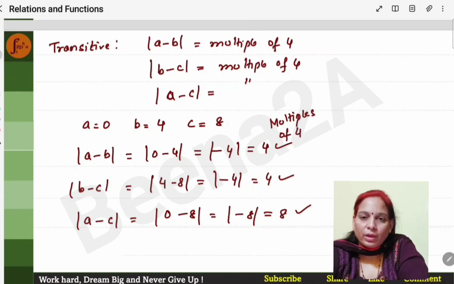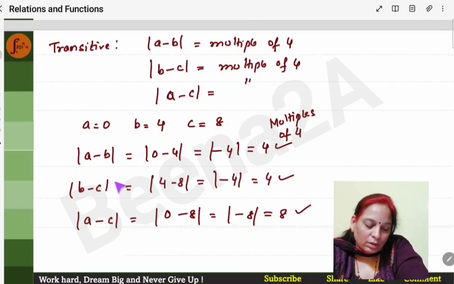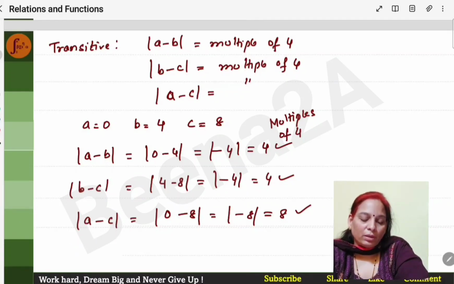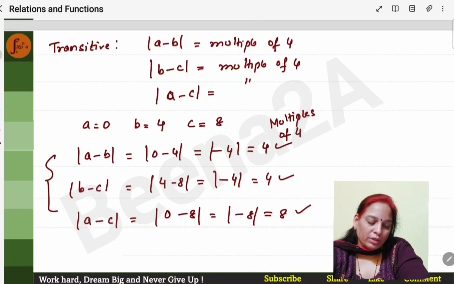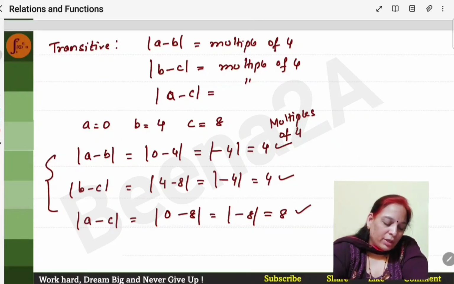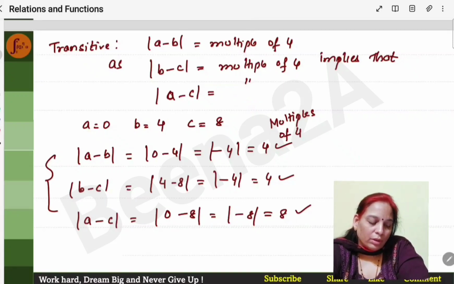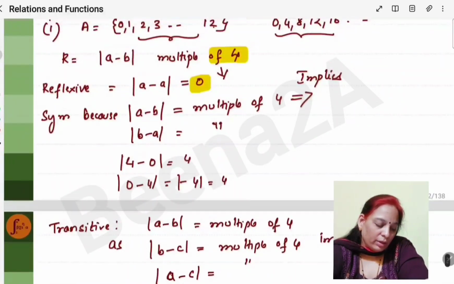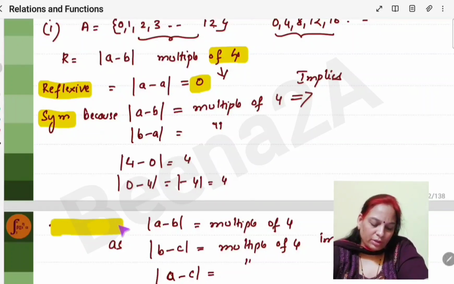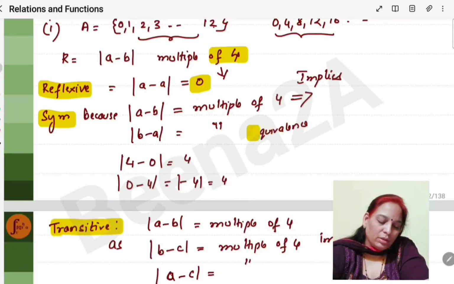Now if you notice, all these three are multiples of 4. So it's always true. Whenever A minus B and B minus C are multiples of some number, A minus C will also be a multiple of that same number. Therefore it is transitive. So you can write R is transitive as modulus of A minus B is a multiple of 4 and modulus of B minus C is a multiple of 4 implies that modulus of A minus C is also a multiple of 4. Now since the relation is reflexive, symmetric and transitive, we call this relation an equivalence relation.